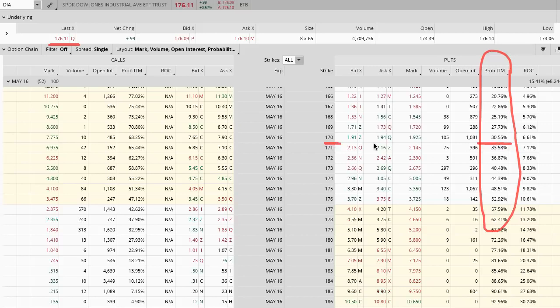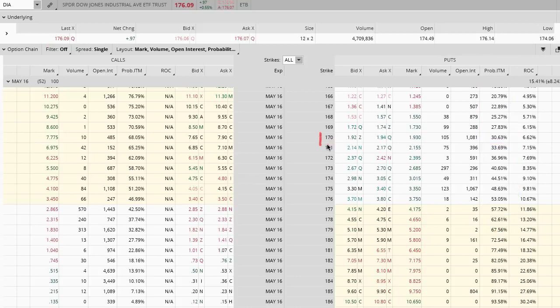And if there's only a 30% chance that it gets to 170, being as it starts at 176, that means that there's a 70% chance that it never gets to 170 or below between now and expiration. So now our new anchor strike price becomes 170 on the put side.